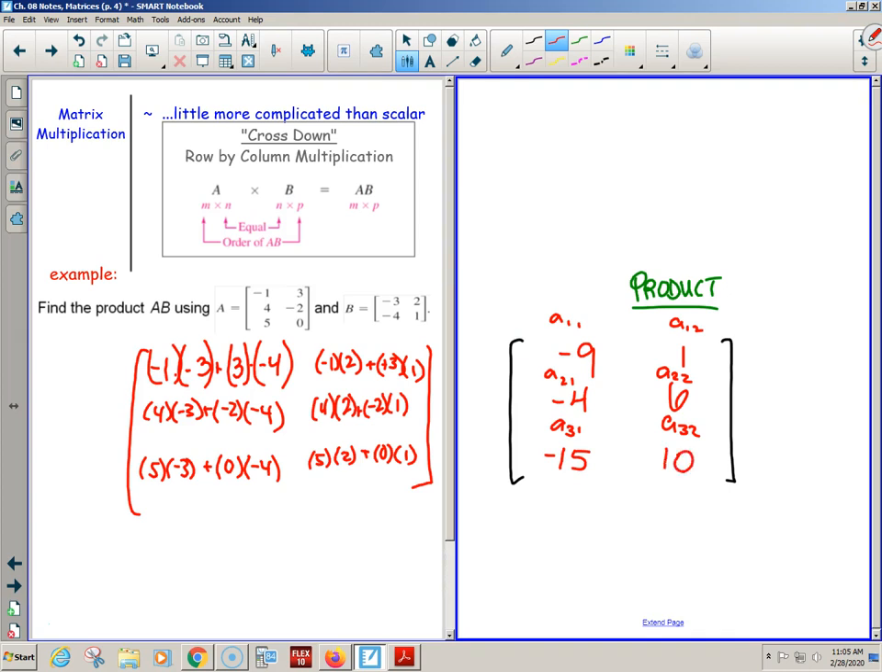Now, can you make your calculator get that same answer? Ready, set, go. There are going to be times when multiplying that you will want to know how to use your calculator.